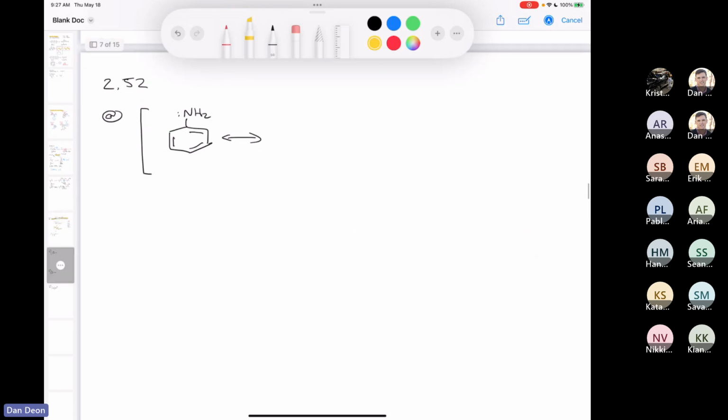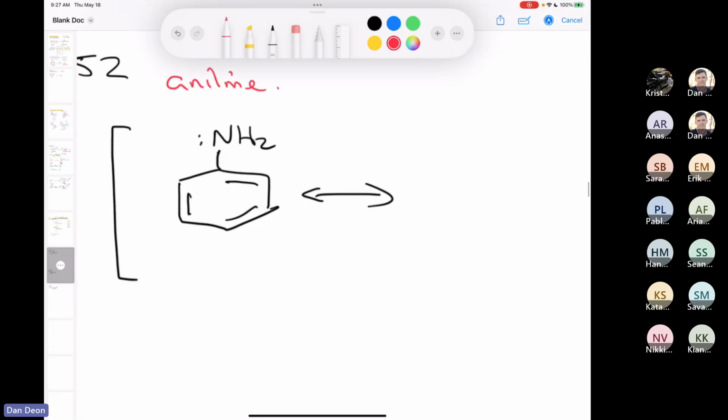Let's take a look at question 2.52, and we're asked to draw some resonance structures. Every once in a while, I'll give you the name of a molecule. This is called aniline. Anyhow, the name is neither here nor there. But if you look at the structure of aniline, the first thing I notice is that we have an allylic lone pair.